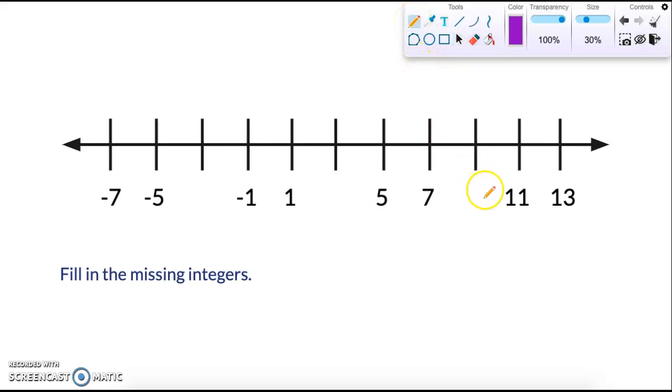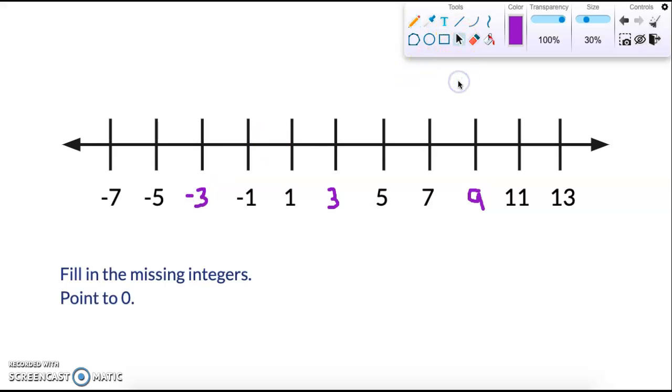I'm going to start on the positive side again, just makes it a little bit easier for me. So if I count 5, 7, 9, okay, 1 to 5. I would do 1, 3, 5, 7, and then in between -1 and -5 is just like in between 1 and 5, but it's going to be -3.